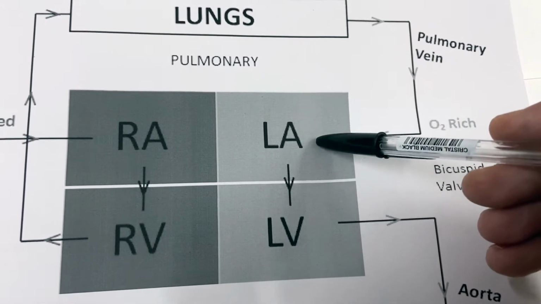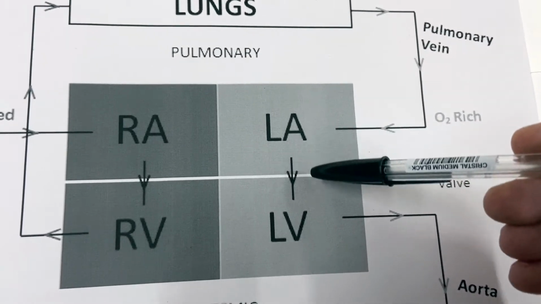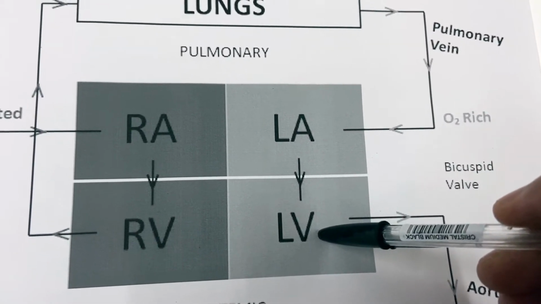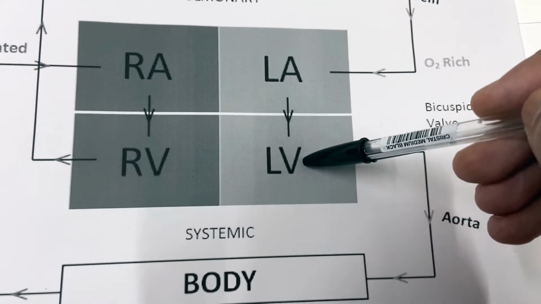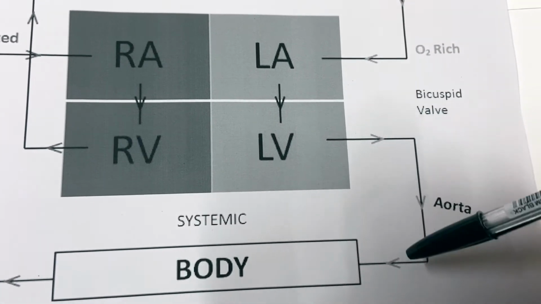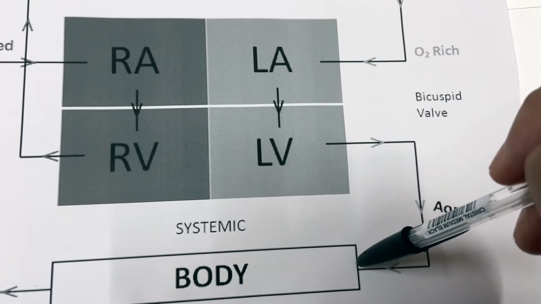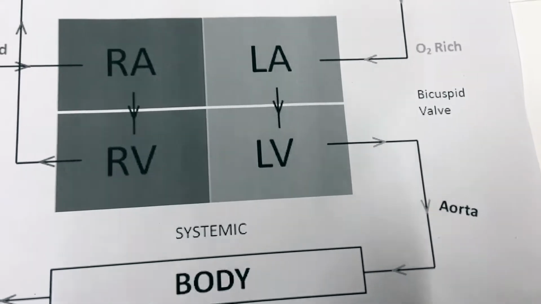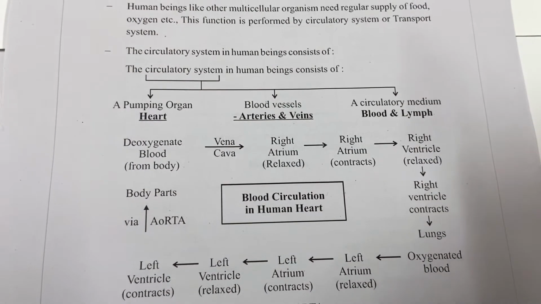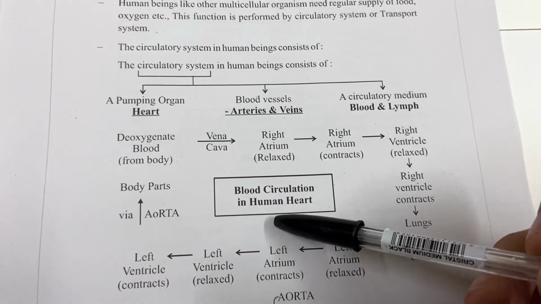From the left atrium, now the oxygenated blood moves into the left ventricle through bicuspid valve. From the left ventricle, the blood moves to all parts of the body through the largest artery, which is known as aorta. So I have already explained you the circulation of human heart.